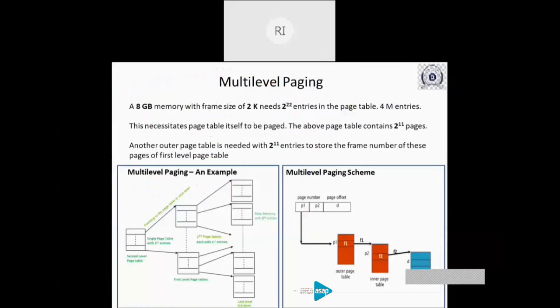So this is multi-level paging. Multi-level paging is used when the size of the page table is more than that of a page. We have to page the page table. That is how multi-level paging comes. So with this, I conclude a talk on non-contiguous memory allocation.